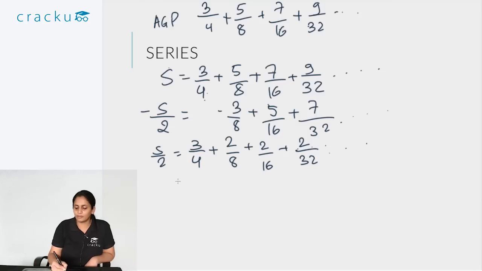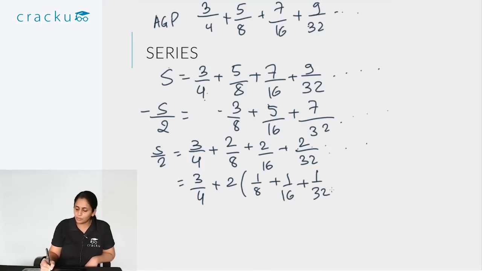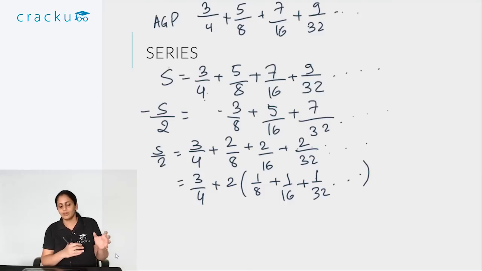So essentially what I have gotten is 2 times 1 by 8 plus 1 by 16 plus 1 by 32 and so on. So now I have gotten a clean GP on my right hand side. So I can now use a GP formula to calculate the sum of the series. So essentially whenever you have an AGP, divide by the common ratio of the denominator, shift the terms like this, find the difference so that you get a clean GP on your right hand side. So that should be your way to tackle the sum of a series when there is an AGP given.